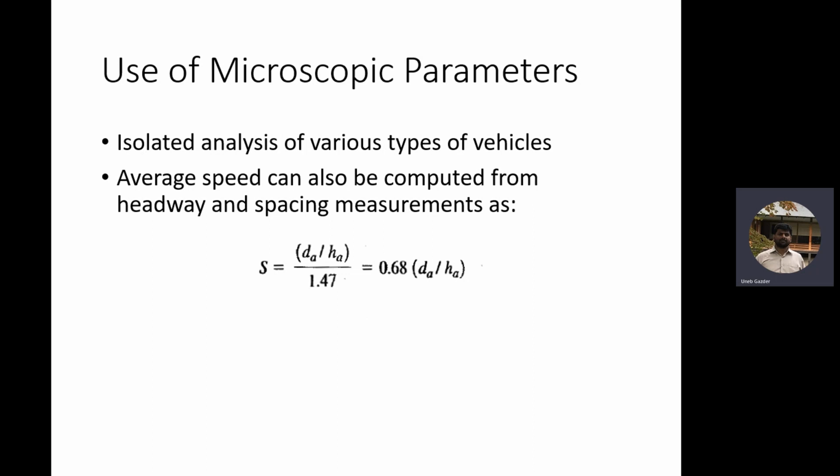1.47, we have used it earlier. It was the stopping sight distance equation. Because this is in feet, this is in seconds, and the speed should be in miles per hour, this is that conversion. And if this is in meters and this is in seconds, then the speed should be in kilometers per hour. So this is the conversion for that.